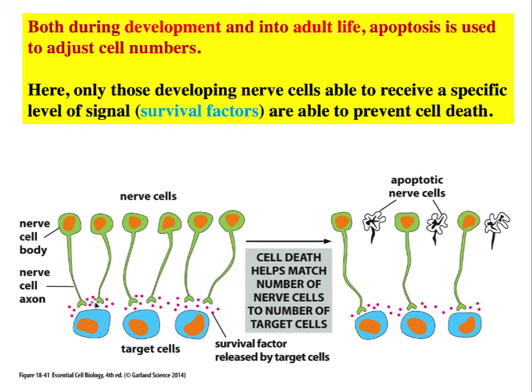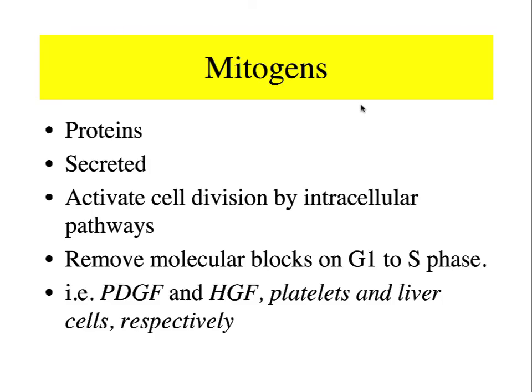So how do you decide how many to keep? Well, the target cells are producing just enough of a survival factor, and the cell that gets the most dose will survive, and the others will commit suicide. Therefore, you end up with one muscle fiber being innervated by one neuron. Mitogens, the chemicals, the proteins that promote cell division, are secreted by other cells in the body, normally neighboring cells, either in the same tissue or within important glands or regions of the body.